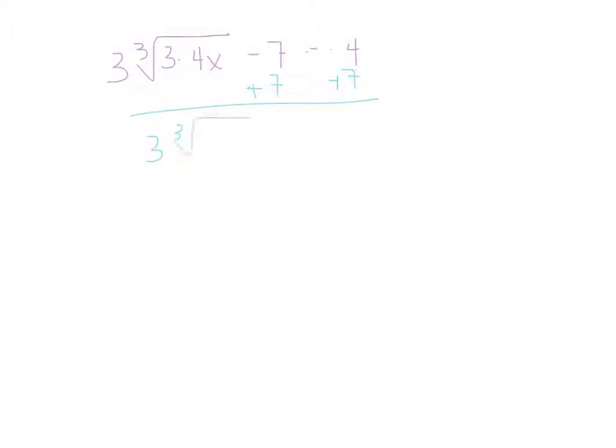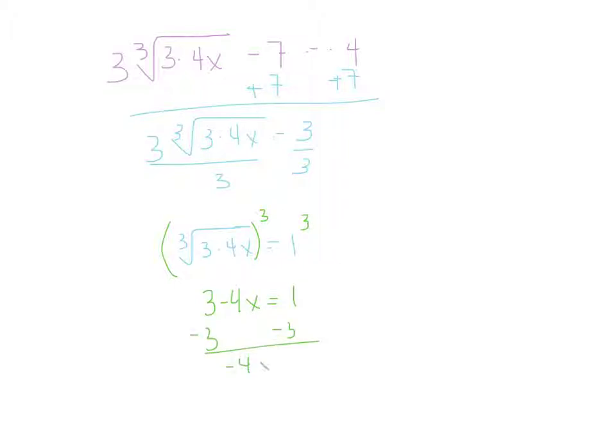3 times the cube root of 3 minus 4x equals 3. And then I would actually go ahead and divide by that 3. Make it as simple as possible for yourself. Once you get the cube root entirely by itself, now go and cube both sides. So we get 3 minus 4x equals 1. And then you're just solving for x. So negative 4x equals negative 2. x is going to equal 1/2.